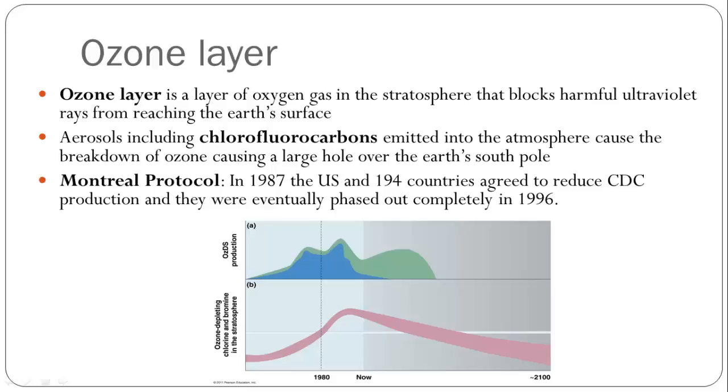In 1987, the Montreal Protocol was passed. The U.S. and 194 countries agreed to reduce chlorofluorocarbons, and eventually they were phased out completely in 1996. This has led to a lot less of those ozone-destructive materials going into the atmosphere, and the ozone layer has started to recover because of it. So this is a great success story of environmental policy, of coalitions between countries actually having an effective outcome.